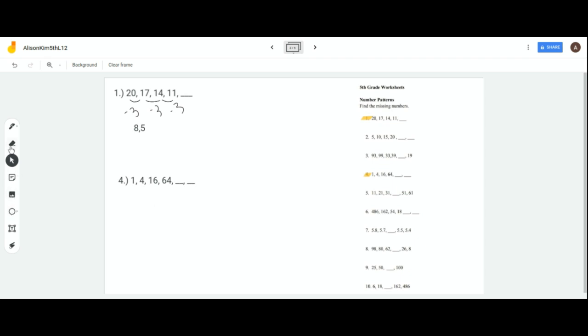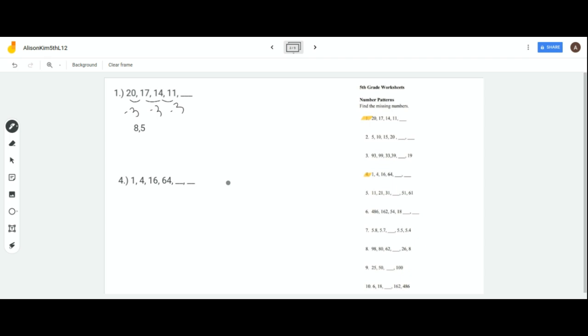Now let's do number 4. Number 4 gave us 1, 4, 16, 64, and then gave us 2 blank spaces. So we need to find the numerical value for this one. When we go from 1 to 4, we can try addition. Of course, it's just going to be plus 3, but 4 to 16 is not plus 3, and it has to be the same all throughout. So addition is out of the question.